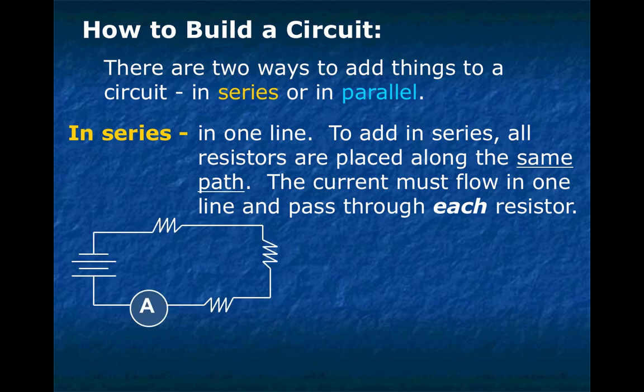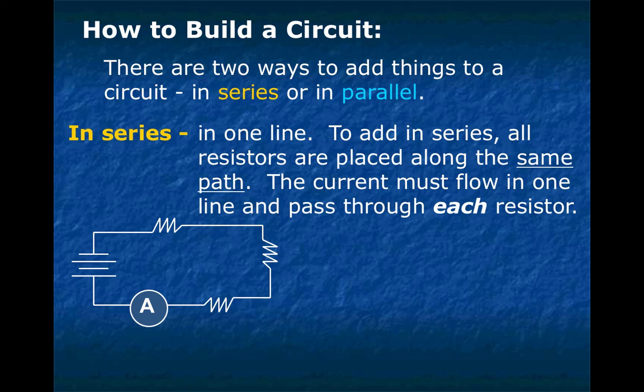Here's an example of a series circuit. You'll notice I have 3 resistors here, right, those squiggly lines. I have 1 ammeter, and I also have a battery. So again, as a reminder, my battery, the shorter line is the negative side, the longer line is the positive side. So my negative side is on the top.